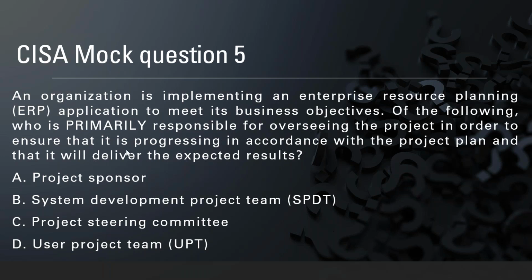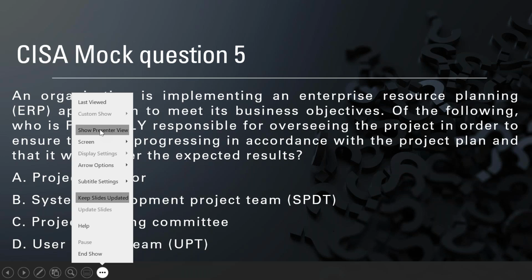Where it says what or which, what is more important to understand is who is involved in the day to day activities of the project. Progressing in accordance with the project plan and ensuring the expected results means it checks what the plan is and what the expected result is, or whether we are progressing in the right manner. So that is the role they are asking for.